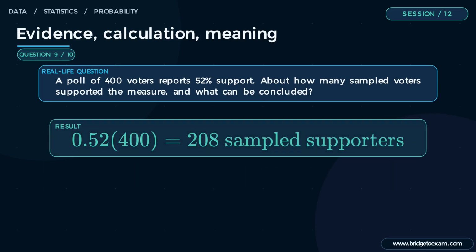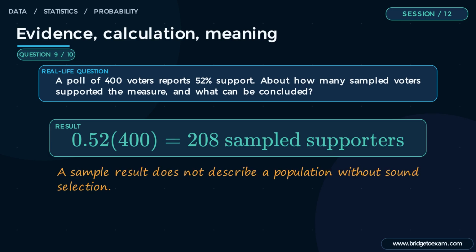Quick check. The sample count 208 divided by 400 returns 0.52. This matters in real life because responsible polling reports both the numerical result and how respondents were selected.